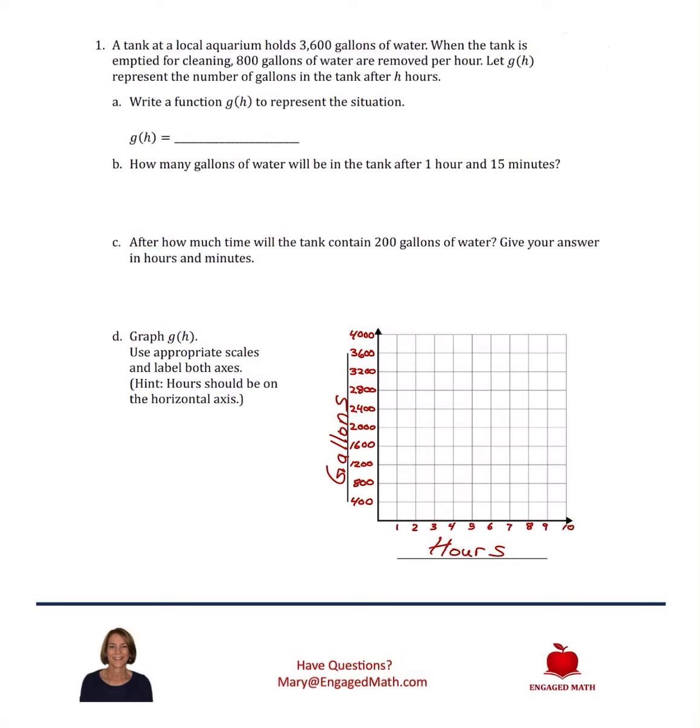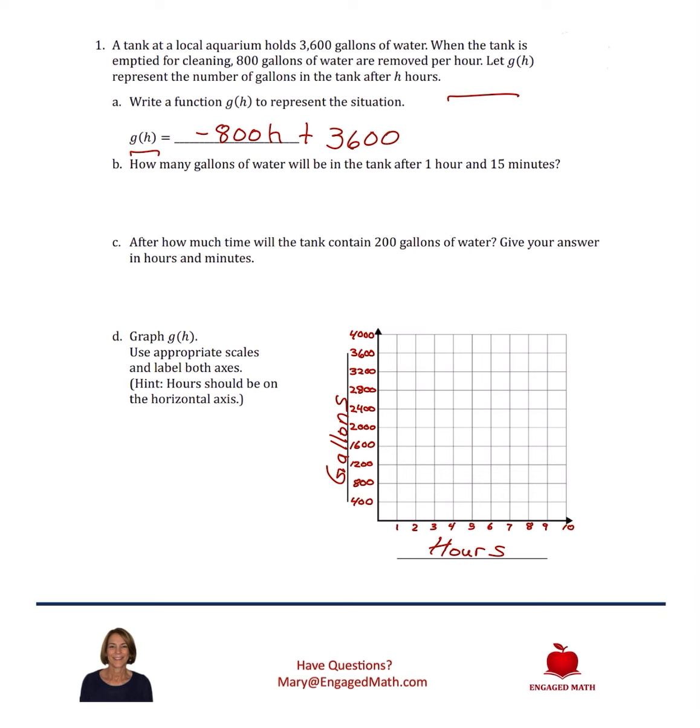Welcome to Engage Math, Algebra 1, Lesson 7, Problem number 1, where we are trying to write a function, g of h, that represents the number of gallons in the aquarium tank after h hours. So g of h represents the number of gallons after h hours, and there are 800 gallons leaving the tank every hour. So it's going to be negative 800 times h, the number of hours, but we have to add in the number of gallons that are initially in the tank, which is 3,600.